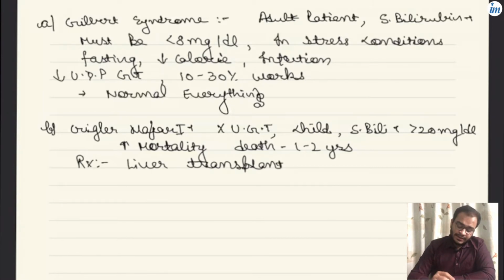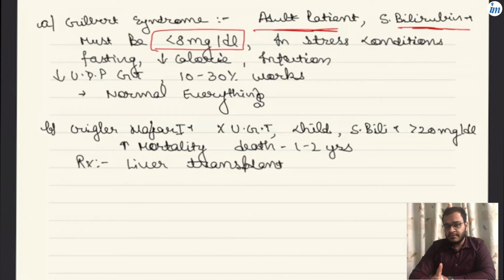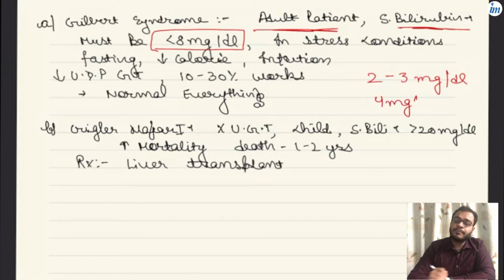Now, I'll give you the typical case: an adult patient whose bilirubin levels are less than 8 milligram per deciliter. Friends, in Gilbert syndrome, you need to keep in mind from the MCQ point of view, the serum bilirubin level can never go beyond 8. Maybe you will get a patient between 2 to 3 milligram per deciliter. Maybe you will get a patient of 4 milligram per deciliter. You can get these values also.